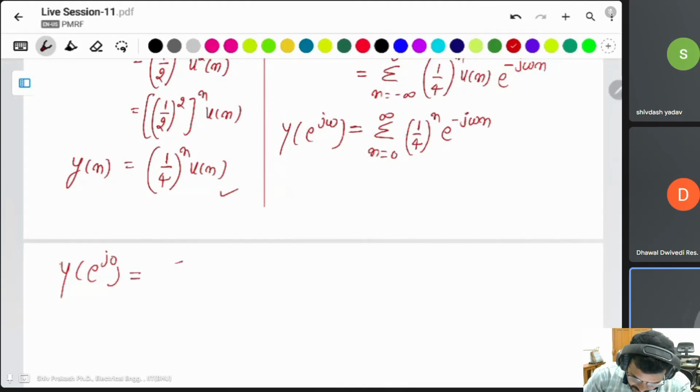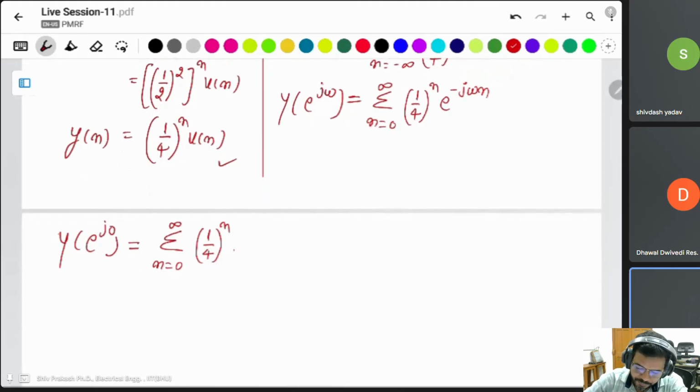Then this summation will be n equal to 0 to infinity, (1/4)^n, at omega, e to the power of 0. If I put the value omega equal to 0, then e to the power of 0 is 1. Then this function is this value only.